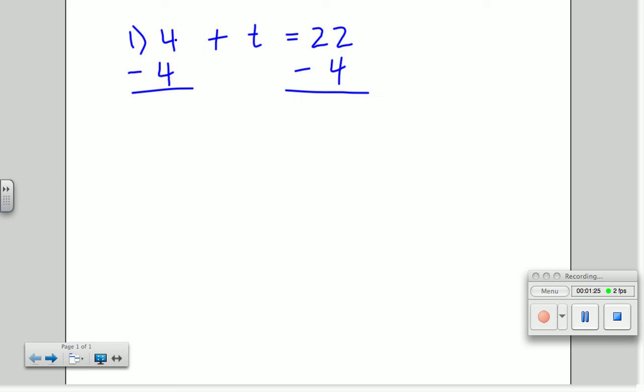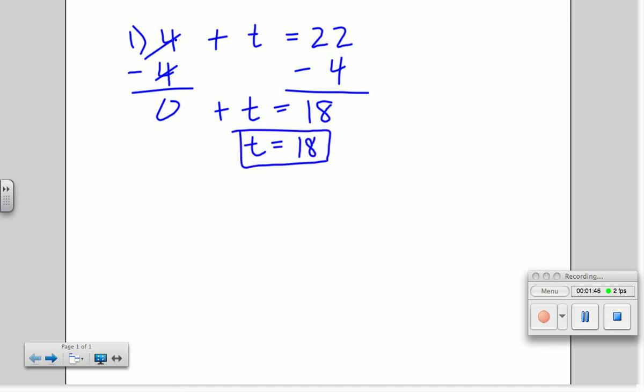4 minus 4 is 0. Plus t is 22 minus 4, which is 18. Sí? 18. t is 18. Okay, class.